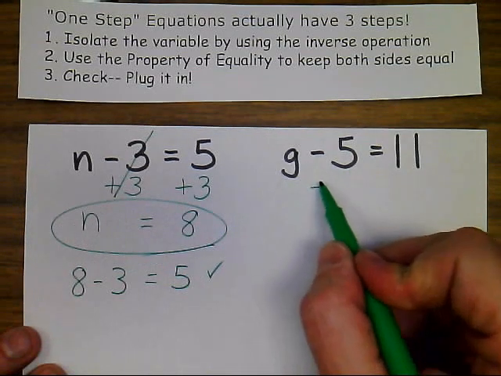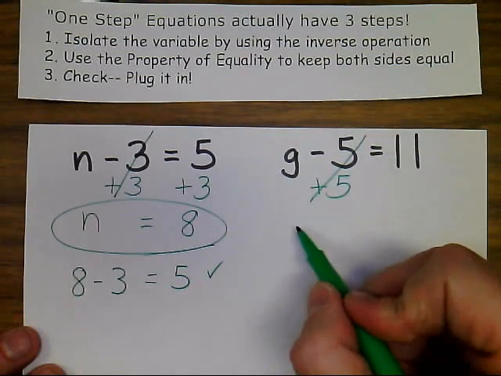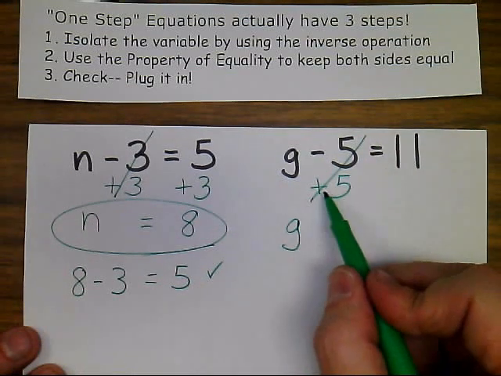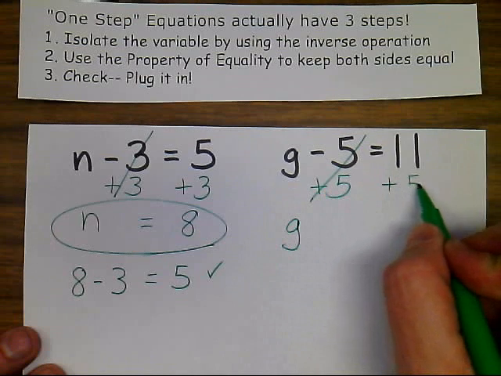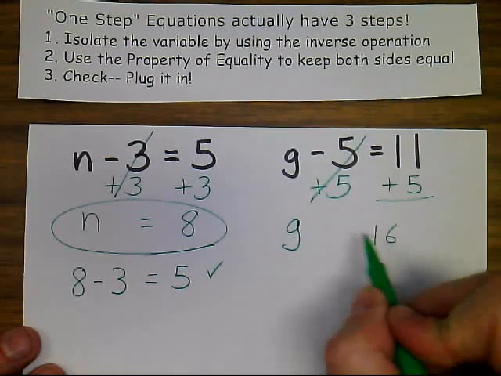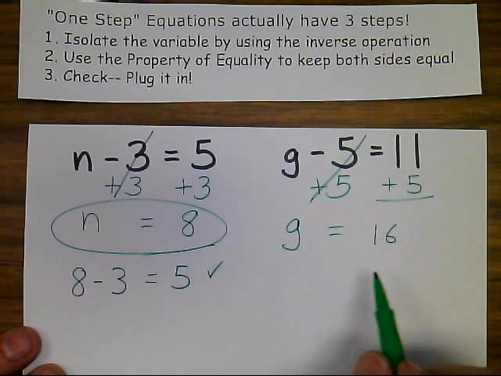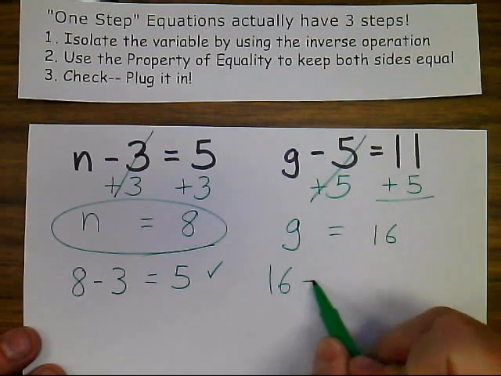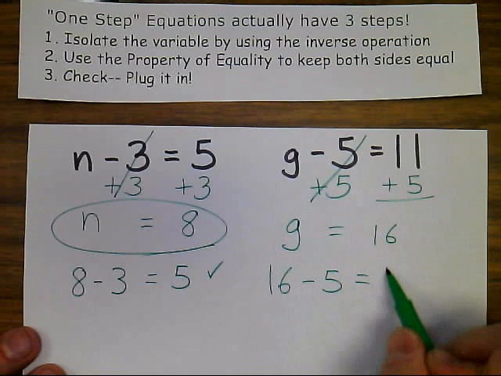My inverse operation will be to add 5, and that's going to leave me with just g. Because I added 5 here, I'm going to add 5 over here to keep my equation balanced. 11 plus 5 is 16, and g does equal 16. Let's plug that in and see. 16 minus 5 equals 11.